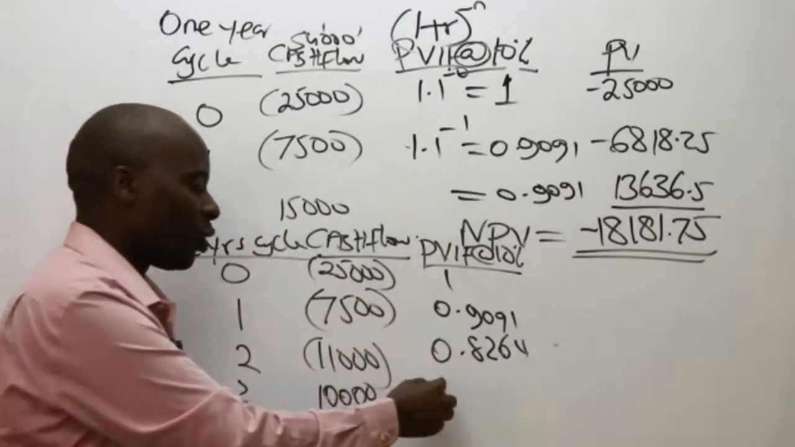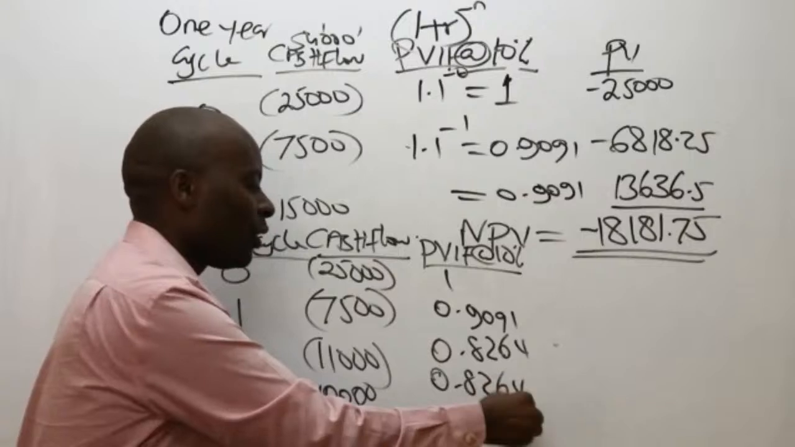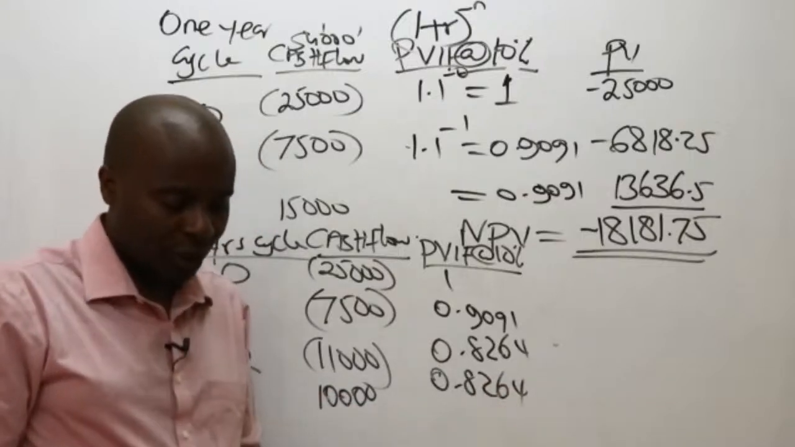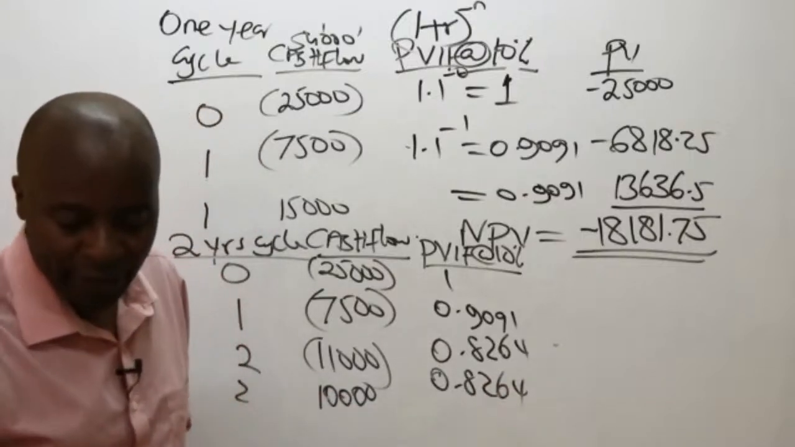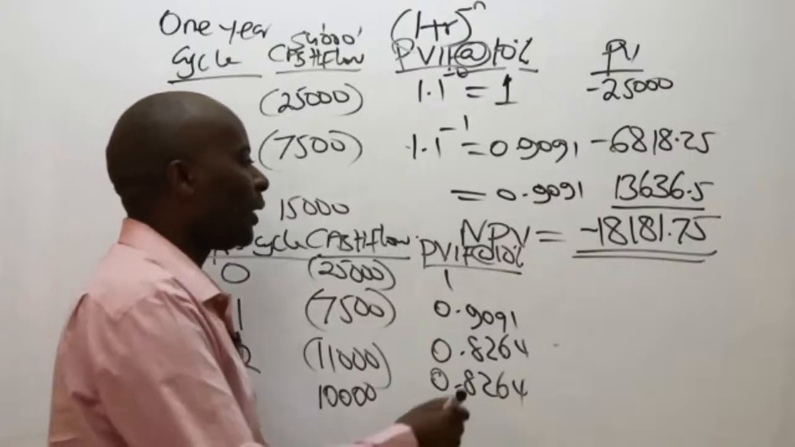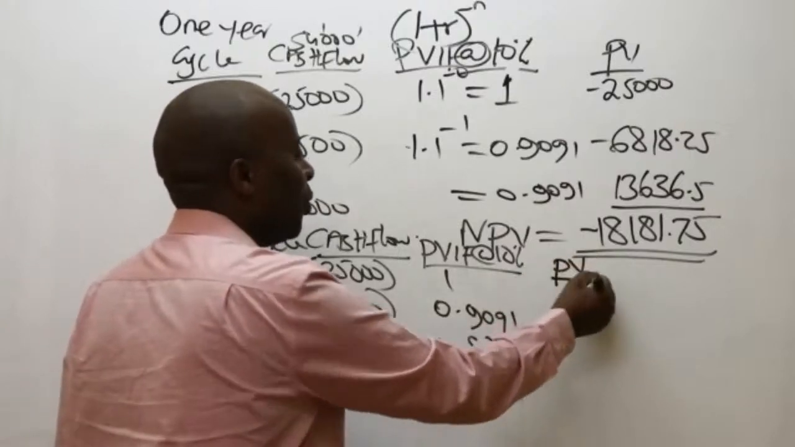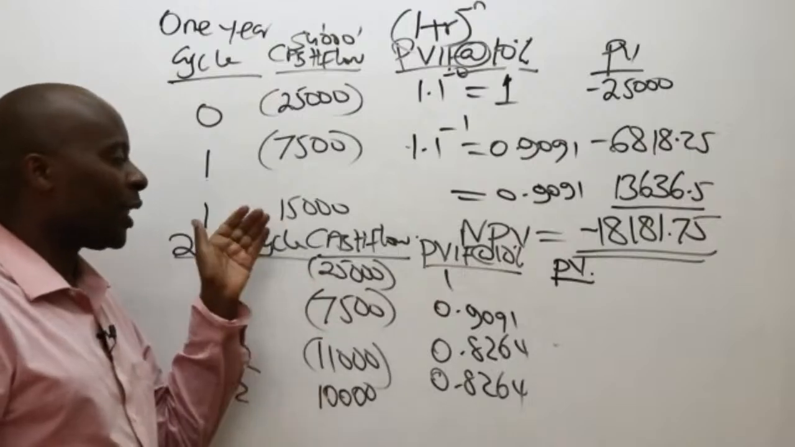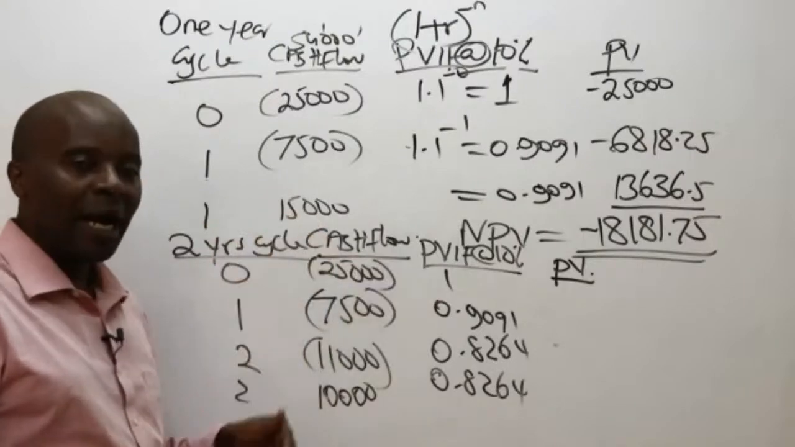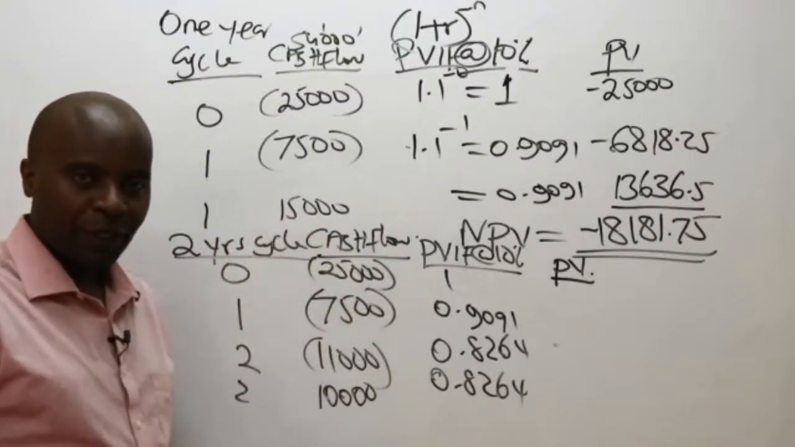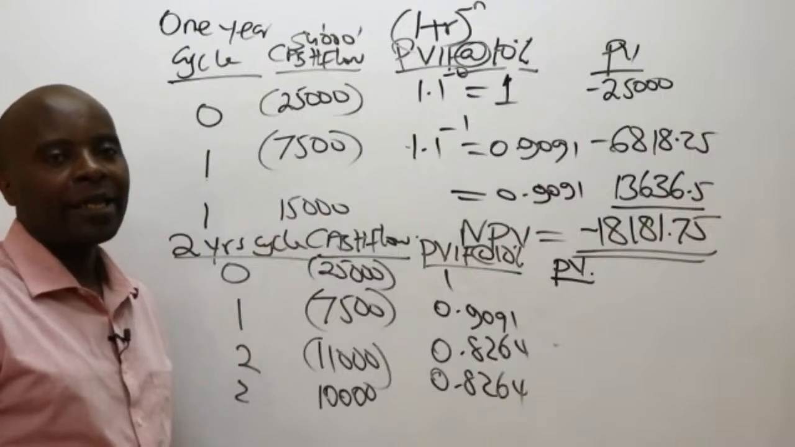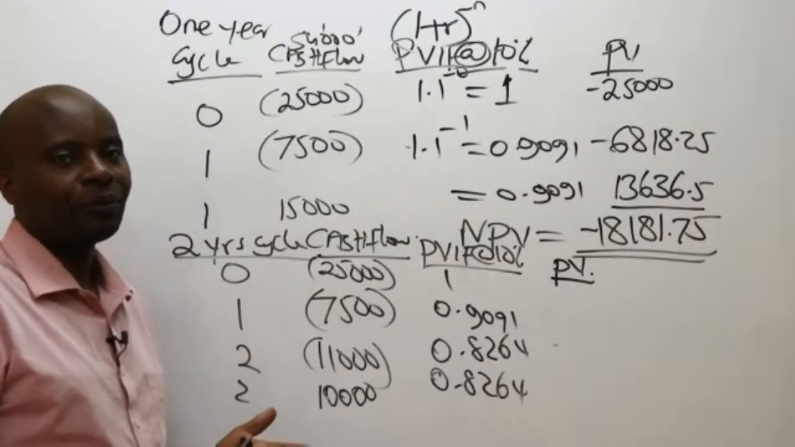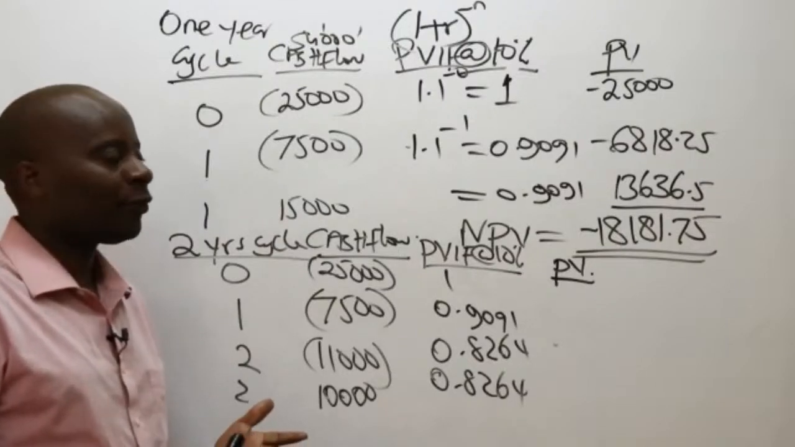So you should talk of 0.8264. So come and give us the last column there for present value. You are taking the cash flow multiplied by the PV. The cash flow multiplied by the PV.